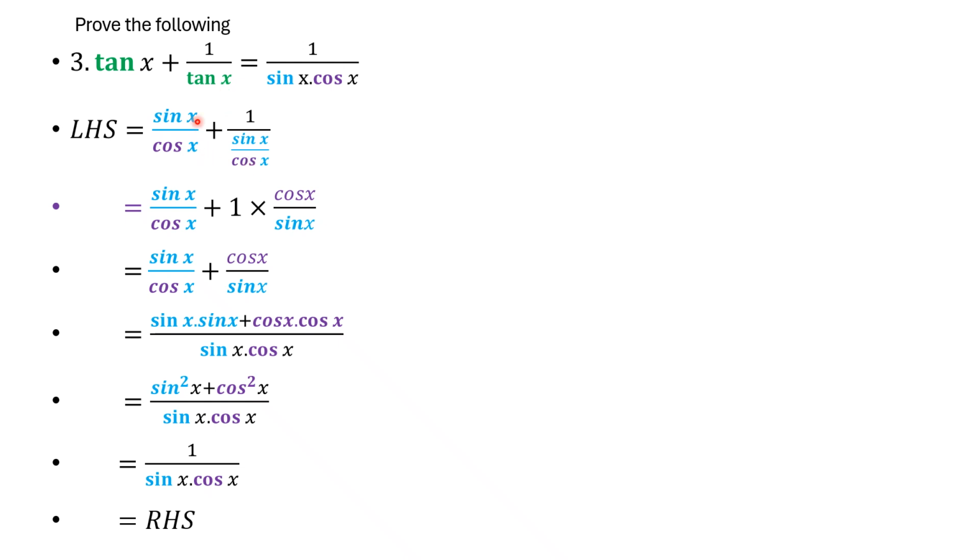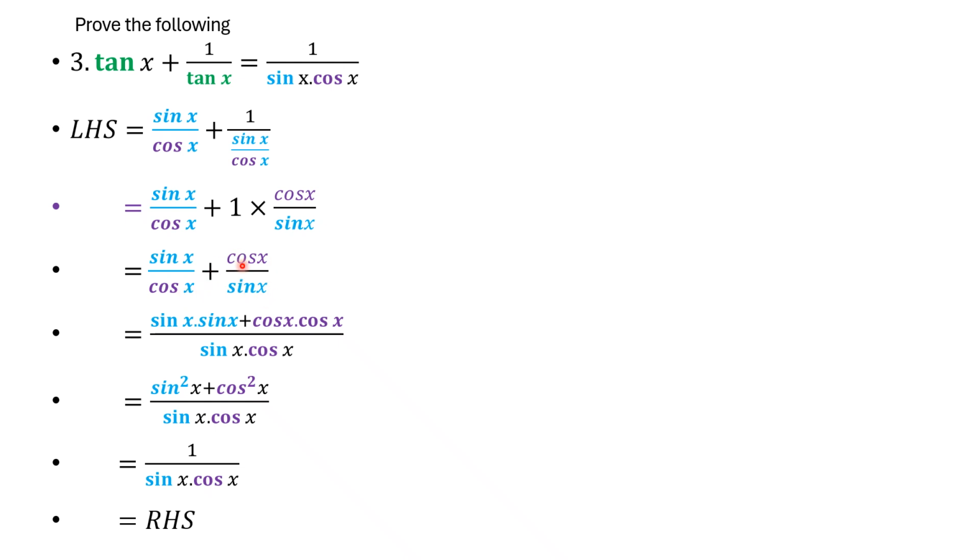Alright, so I have sin x over cos x plus 1 times. If I change division to multiplication, I invert or flip the fraction around at the bottom. So therefore it becomes cos x over sin x. So in short, now I have sin x over cos x plus cos x over sin x.